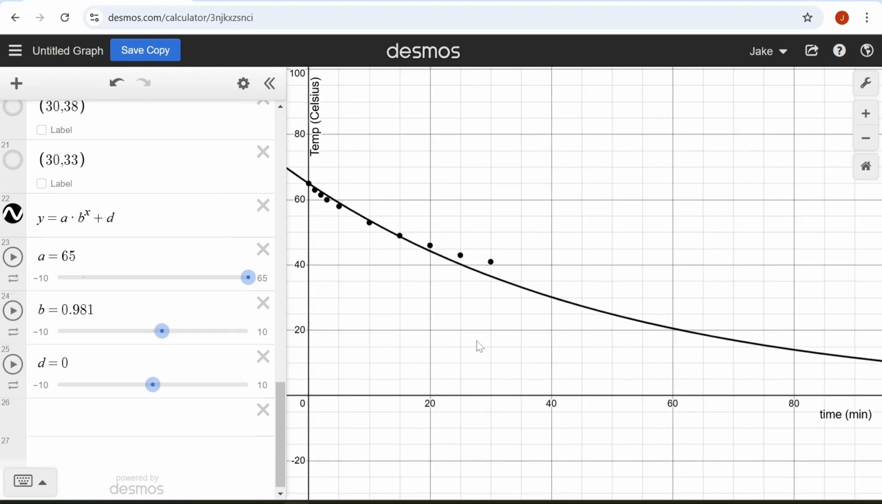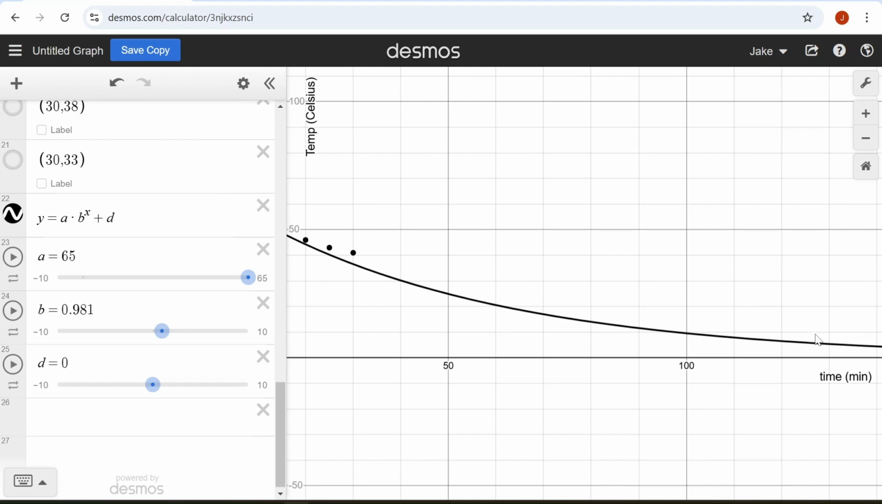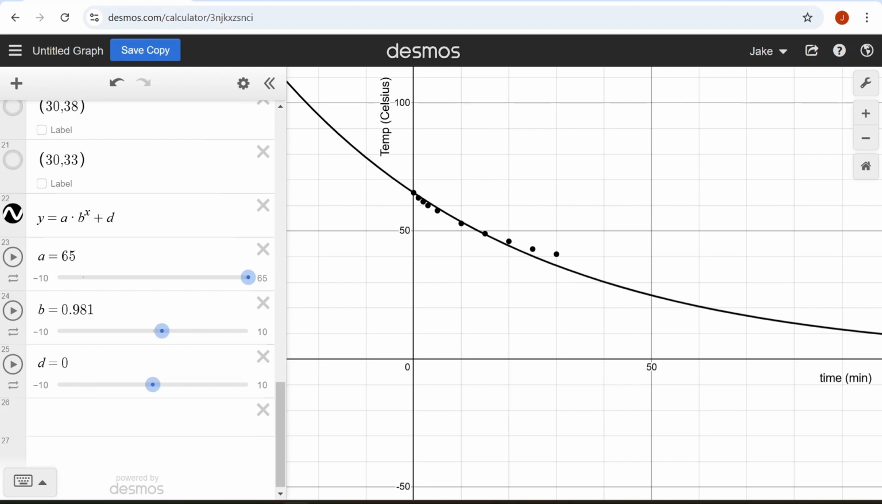Now this graph here is not at all realistic because a cup of coffee does not cool down to like 4 degrees. It will cool down to room temperature. So this is what the d height adjustment thing sort of does.